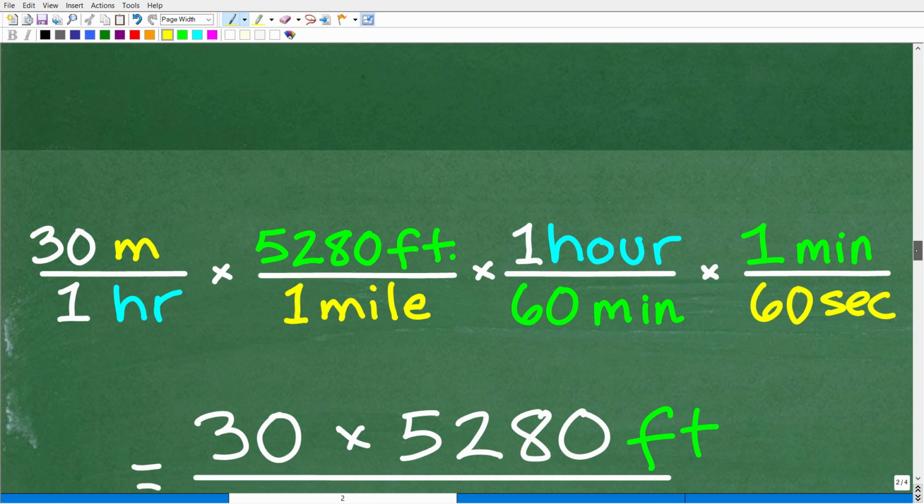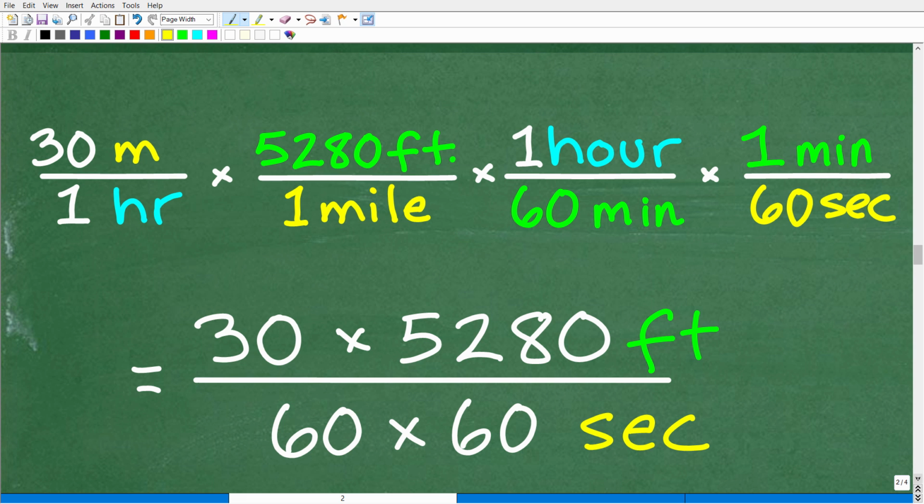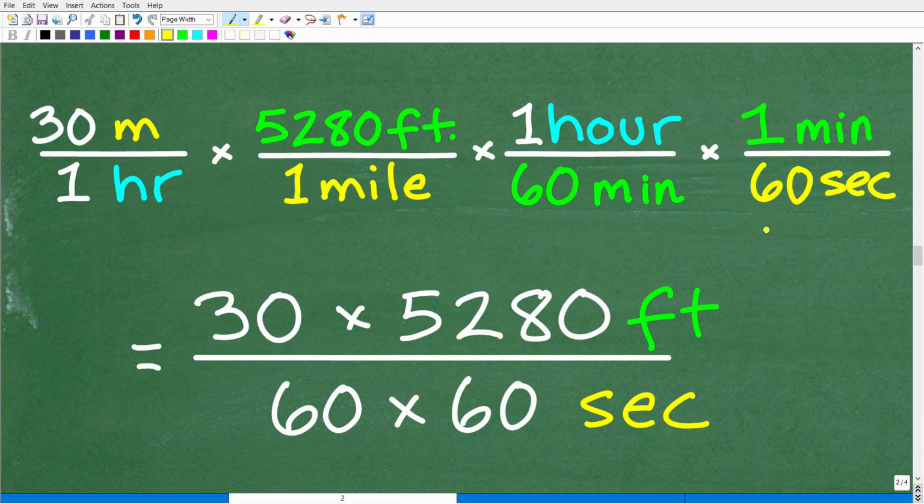Okay, so let's put this all together, and this is the way it would look. I didn't want to write too small, but I wanted to break this down. So let's go ahead and see what's going on here.